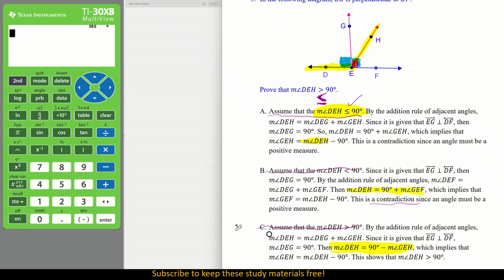If we use our assumption, that would be less than 90 minus 90, which would give us a negative angle measure, or it equals 90, which is 90 minus 90, which is 0, which is our contradiction. So A is a correct explanation of a proof. I wouldn't say it's a full proof, but it's a very good explanation. So let's move on to number 4.